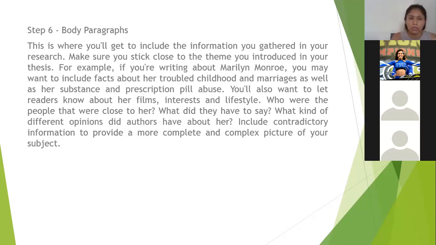You'll also want to let readers know about her films, interests, and lifestyle. Who were the people that were close to her? What did they have to say? This is just an example with Marilyn Monroe, but you can do it about whoever you want, right? What kind of different opinions did the author have about her? Include contradictory information to provide a more complete and complex picture of your subject. So this has to be about how you're gonna place the information and what type of information you must include in your body paragraphs. And therefore, we have the conclusion.